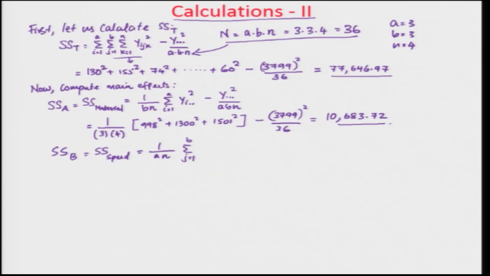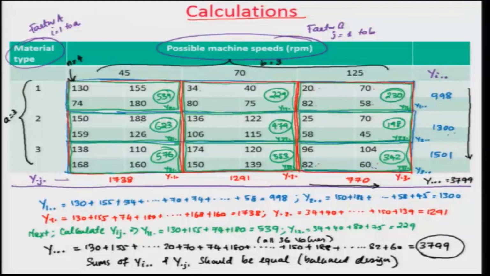Now, in this case the summation is on j, the factor j, and we have the sum of y dot j dot square minus y dot dot dot square over a b n. Okay. So, what we are going to do in this particular case is we are going to use the same values. A is 3, n is 4, and then it's a summation. So, where do we get the y dot j dot? If you look into this, this is your y dot j dot. 1738, 1291, 770, these three values are used in this case.